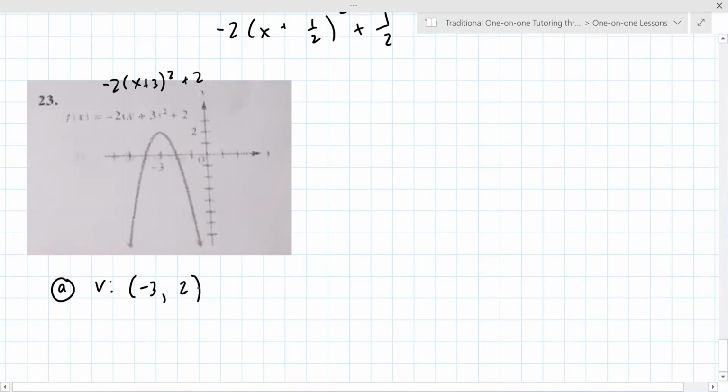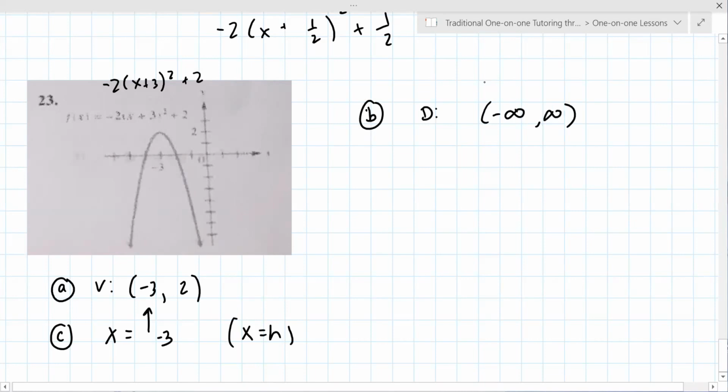Okay, so we're gonna go to C next. We'll come back to B. We're doing C next because it follows from the vertex. The axis of symmetry is always x equals that number right there. So it's always going to be x equals h. Okay. All right. So the domain and range, we'll do that up here. The domain is always all real numbers, always.